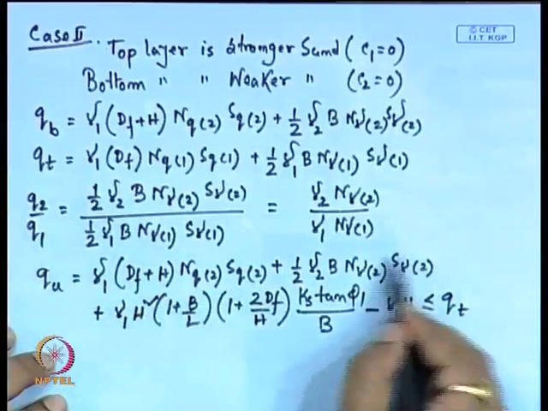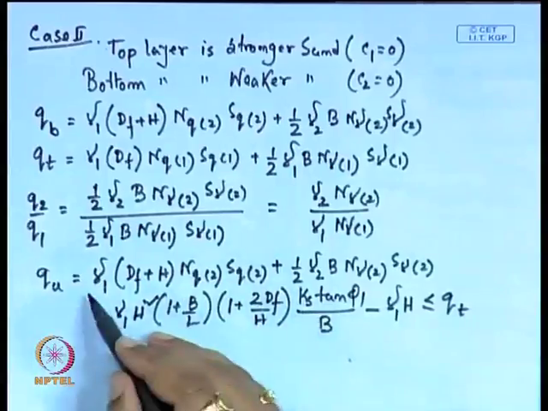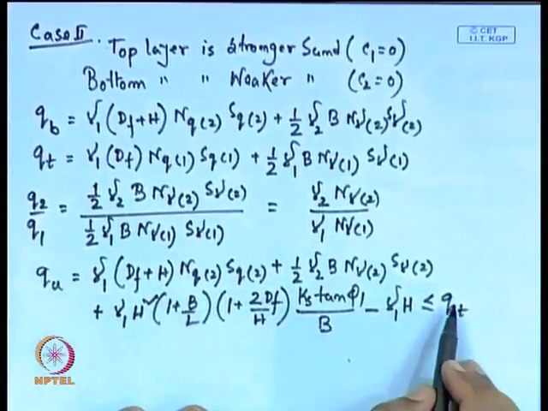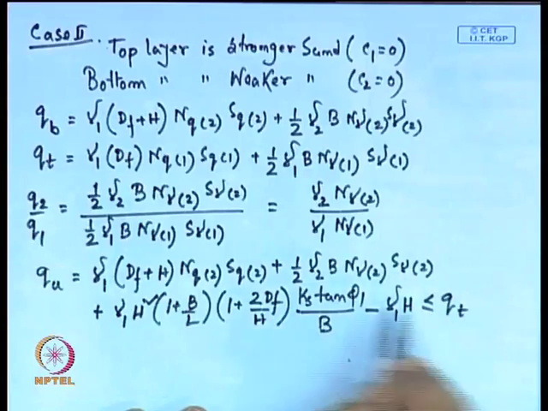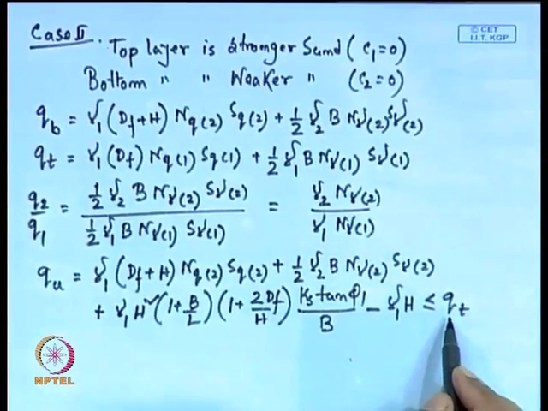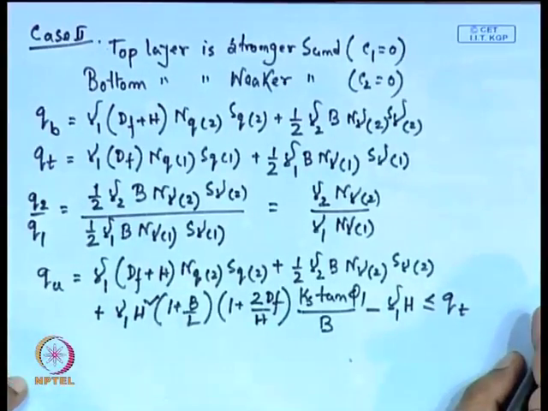First, we calculate the Q u, and then we check, by using this Q t, whether Q u is less than or equal to Q t or not. So, this should be less than or equal to Q t. If it is not, then we have to use this Q t as our ultimate bearing capacity of the footing under this layered soil condition.